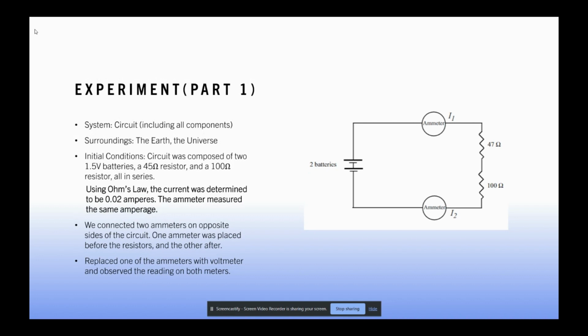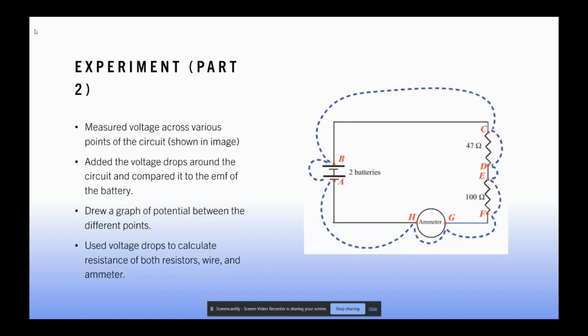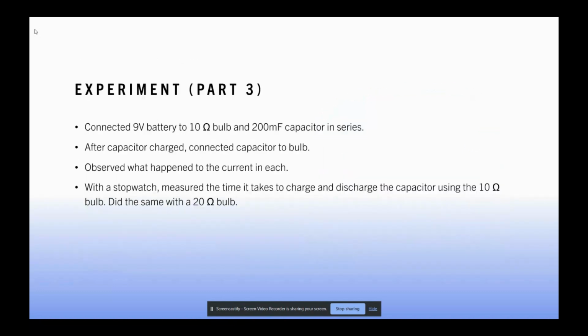We connected two emitters on opposite sides of the circuit. One emitter was placed before the resistors and the other after. We then replaced one of the emitters with the voltmeter connected in series and observed the reading on both meters. We then measured the voltage across various points of the circuit, shown in the image on the right. We added the voltage drops around the circuit and compared it to the EMF of the battery. We then drew a graph of potential between the different points, and we used voltage drops to calculate resistance of both resistors, the wire, and the ammeter.